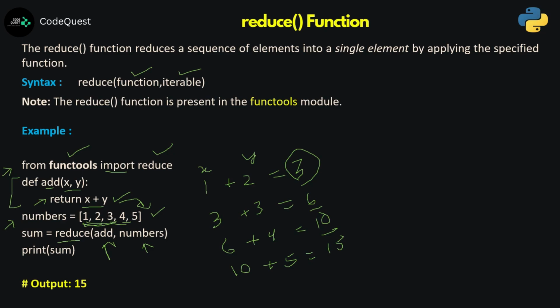So the entire set of elements inside the iterable has been reduced to a single value with the help of reduce. That is 15, which we are storing inside the variable sum, and we are displaying the same here.